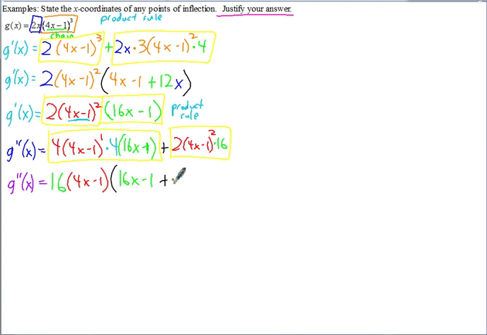Plus, what's left of this term? Well, the 2 is still there. We took out the 16, but that 2 is still there. And it was (4x - 1)^2. We took out one of them, so we still have one 4x - 1. And let's go ahead and simplify this. So I've got 16(4x - 1), and then if we distribute out this 2, that's going to be 8x - 2.